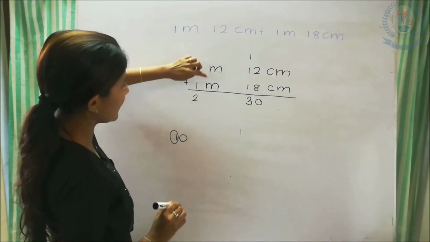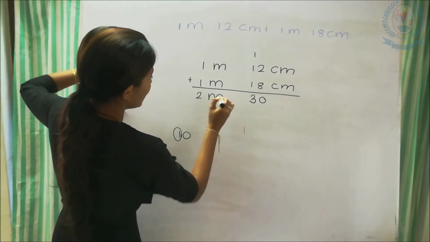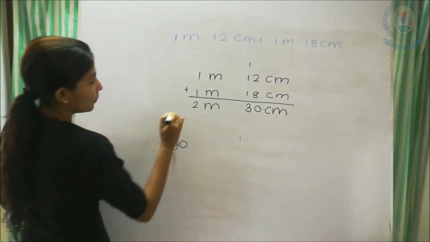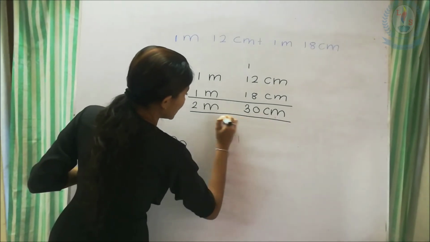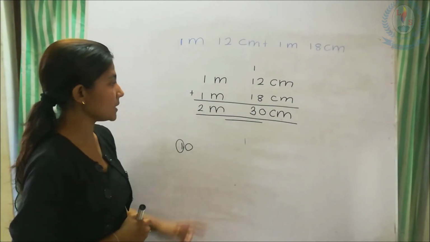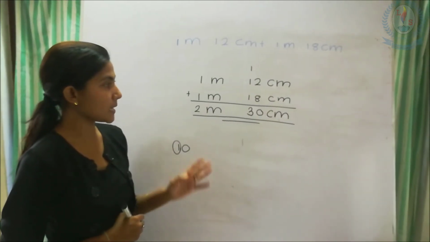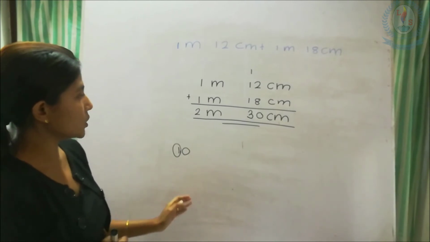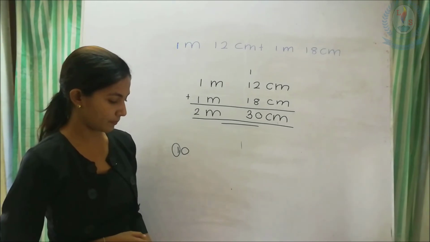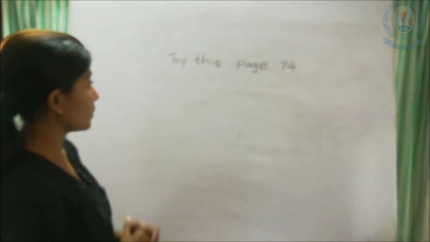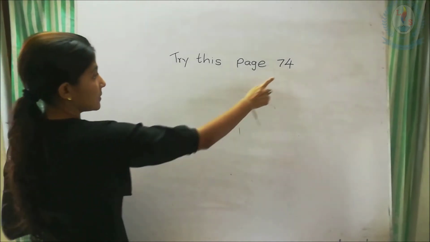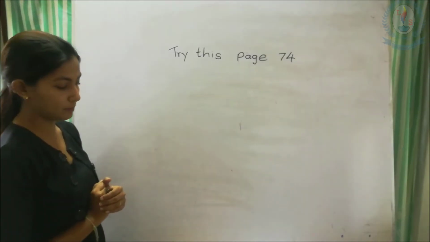Then after that, the relevant unit sign or relevant length sign you have to put, and this is your answer. 1 meter and 12 centimeters plus 1 meter and 18 centimeters equals 2 meters and 30 centimeters. Kids, now you all can do the question on page 74. Try this. You all can practice the page 74 question.